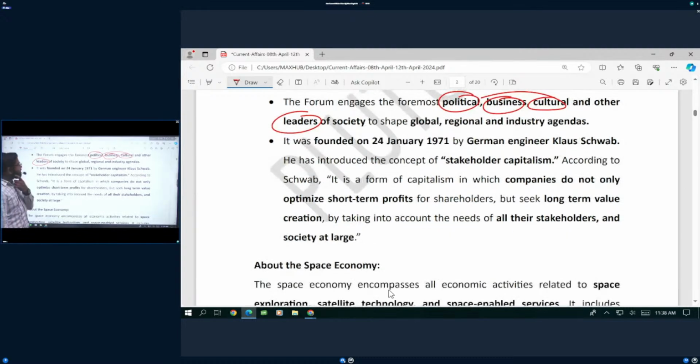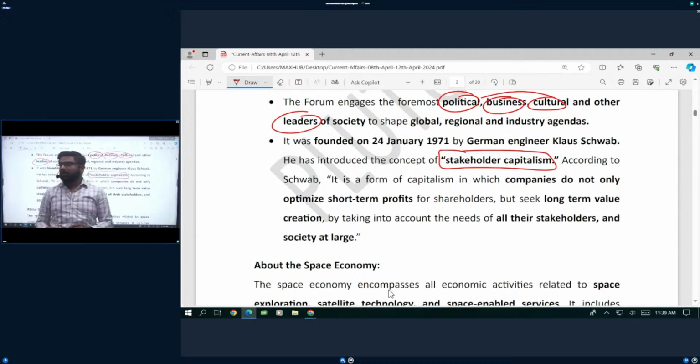The German engineer Klaus Schwab, जो भी नाम है इसका, ठीक है, he gave a very good term. इस term को याद रखिएगा, stakeholder capitalism. He coined this phrase. The phrase is stakeholder capitalism. अब ये stakeholder capitalism क्या होता है?